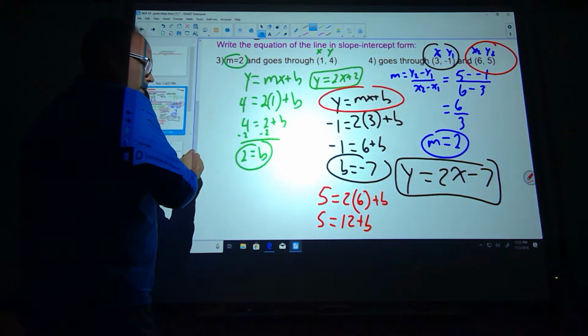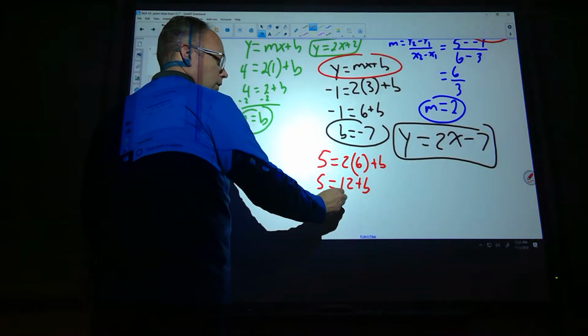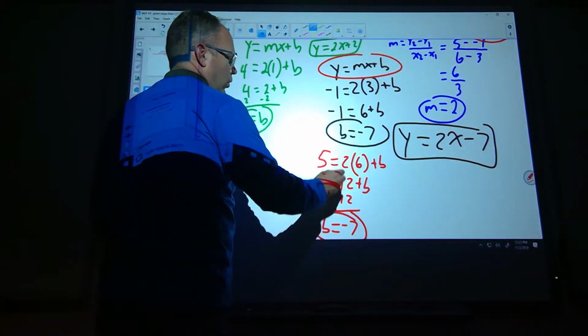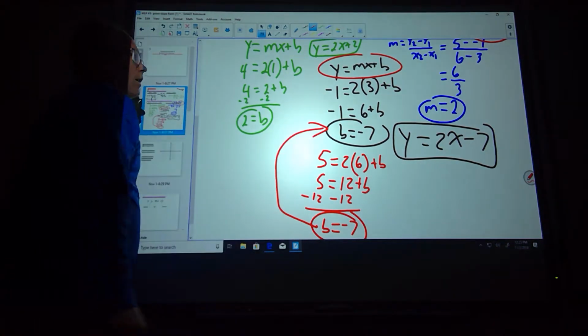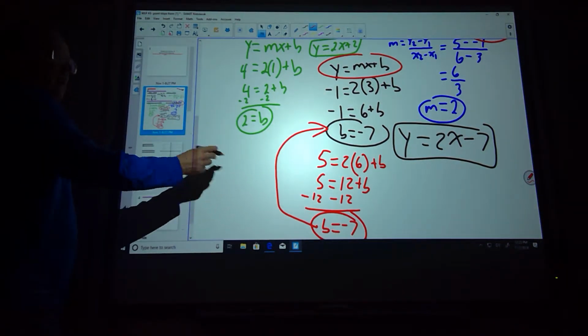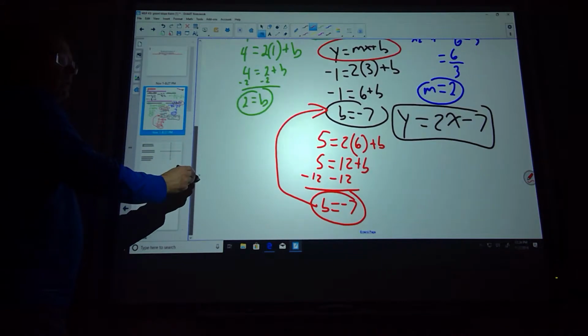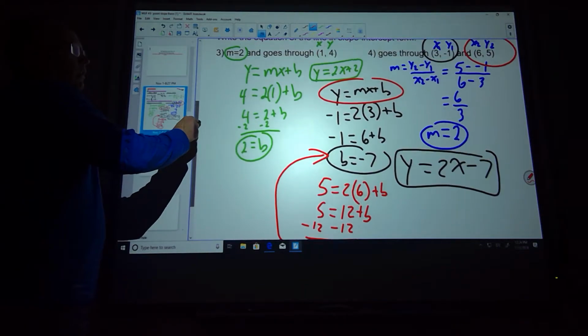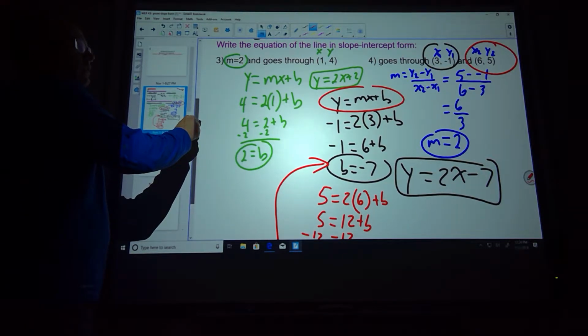How do you solve that? Subtract 12. So b has got to be equal to negative 7, and that's the same as before, right? So notice that. It didn't matter which point I picked. I get the same answer. Okay? Didn't just happen on accident. We didn't get lucky. We chose the right 2 points that that's going to happen with. But y equals 2x minus 7 is the only linear equation that goes through the points that were given above. Okay? 3, -1, and 6, 5.